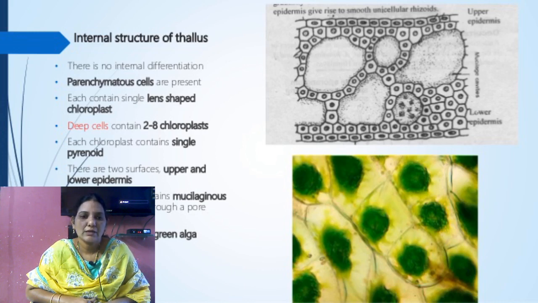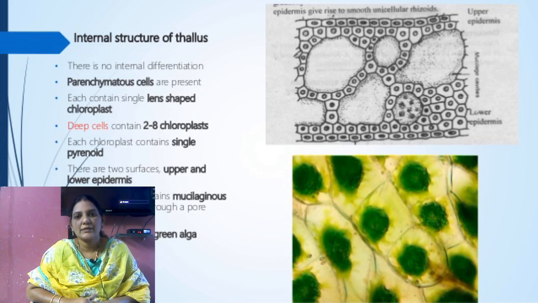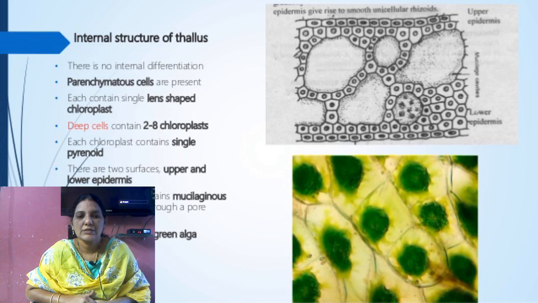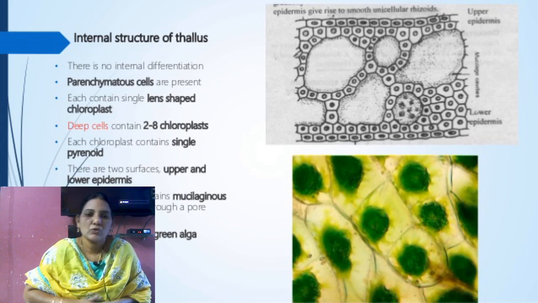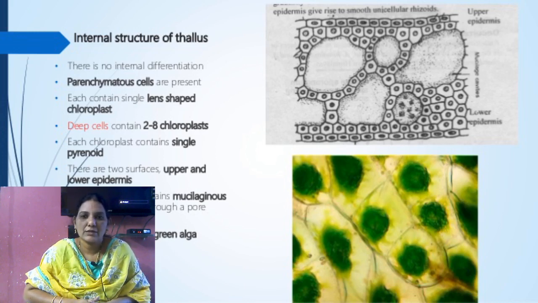Here only smooth rhizoids are present; rough rhizoids are absent, and scales are also absent. The smooth rhizoids absorb water and minerals, give them to the thallus, and help in fixation to the soil. The middle part is made up entirely of parenchyma tissue.